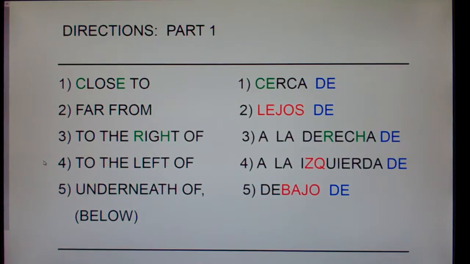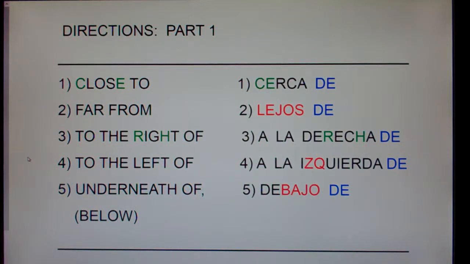Number 4, to the left of, a la izquierda de. To the left of, a la izquierda de. And finally, number 5, underneath of or below, debajo de. Underneath of or below, debajo de.